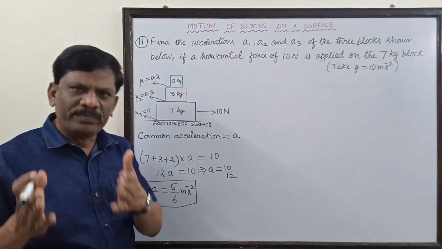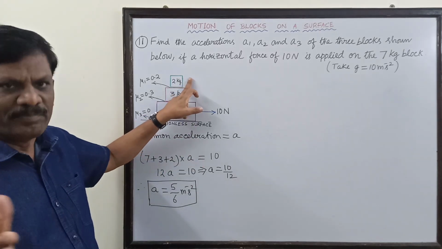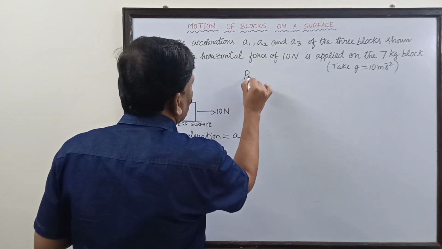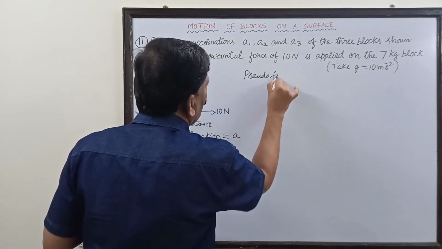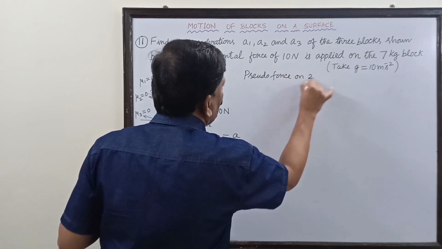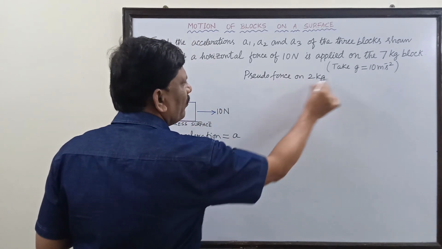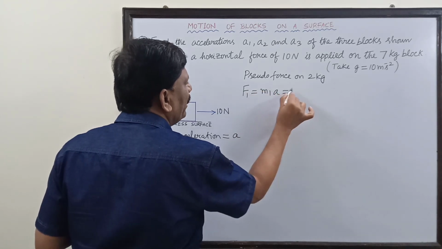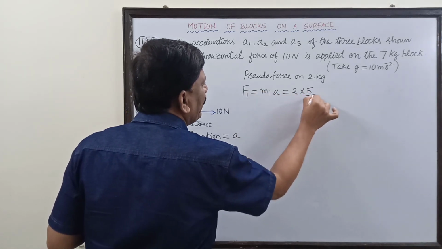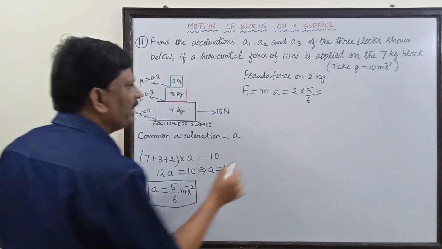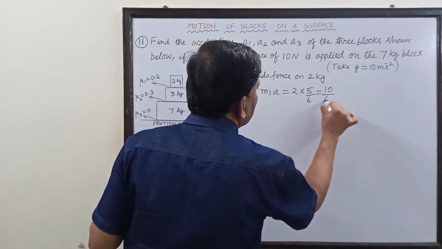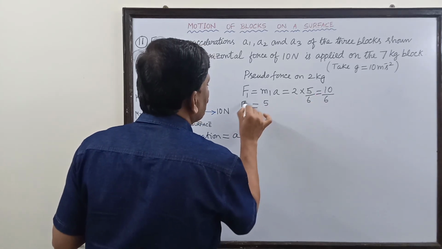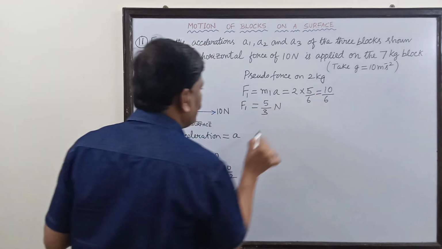So for that we have to prove that the 2 kg block is not slipping. First let us consider the 2 kg block. The pseudo force on the 2 kg block, let us take F1, is equal to M1 into A. So that is 2 into 5 by 6, which is 10 by 6, and this is equal to 5 by 3. So F1 is equal to 5 by 3 Newton.